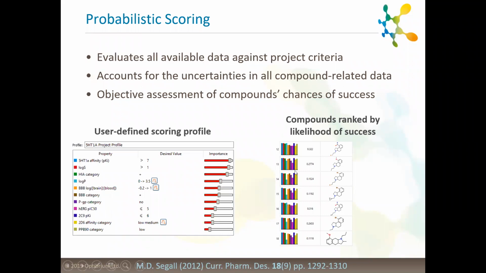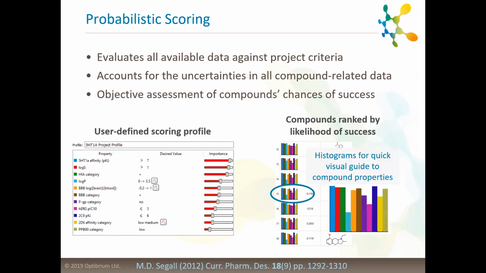And this histogram provides a very quick visualization showing why that compound got that score. The height of the bars corresponds to how well that compound did for that property. So a high bar shows that the value is within the desirable range, and it also shows that we are confident that that value is within that desirable range. Whereas the lower bars indicate that the compound is either not within that desirable range, or that the error spans that range or goes outside that range, so we're not confident that it is actually within that desirable range.